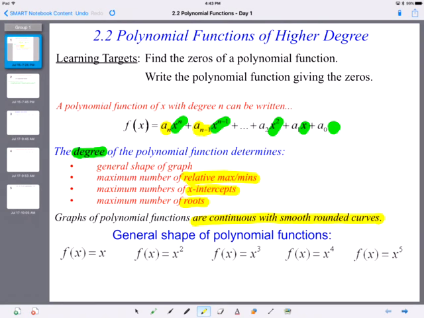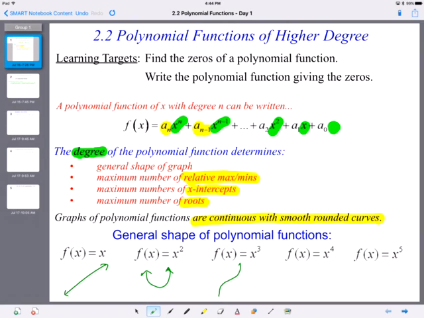Now I'm just going to give you a quick idea of the general shape of polynomial functions from degree 1 to degree 5. Degree 1, these first couple we should be familiar with. Degree 1 is linear, so it'll be a line. Degree 2, you guys know, is a quadratic. Could open up, could open down. Either one is fine.